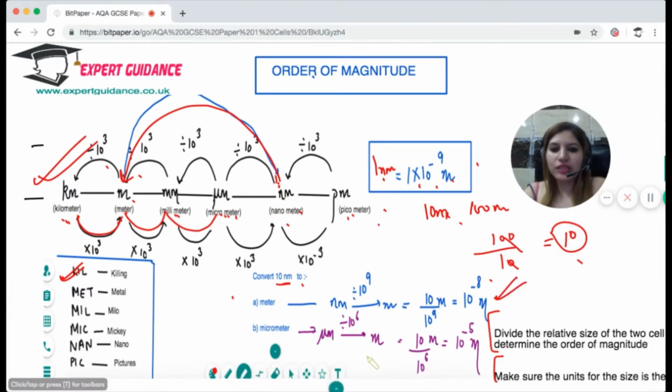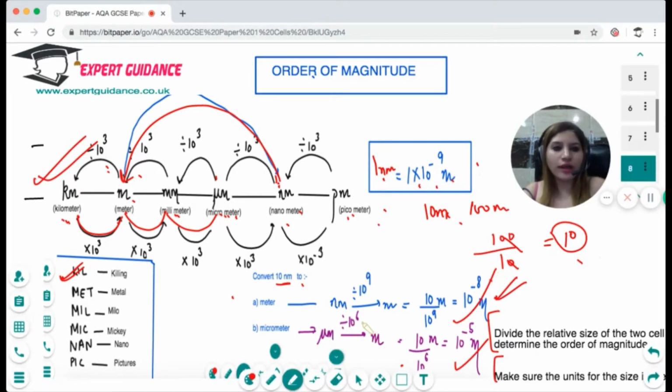And micrometers to meters, so micrometers to meters is 1, 2, 2 bumps, so it means divide by 10 to the power 6. So that gives the answer 10 power minus 5 meters. So it's very important you know how you need to convert. Make sure both the units are the same and then divide the two.